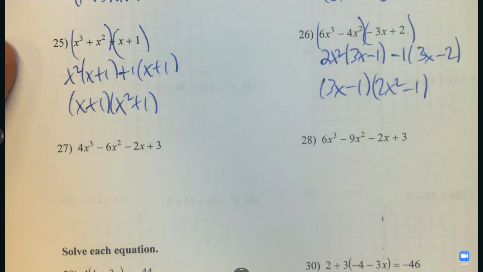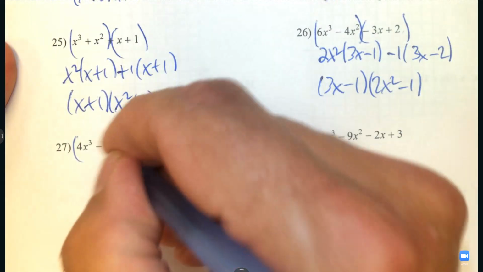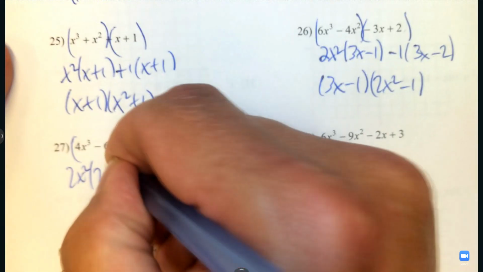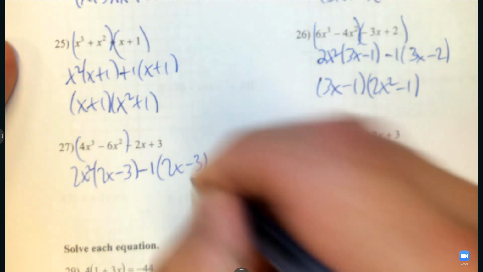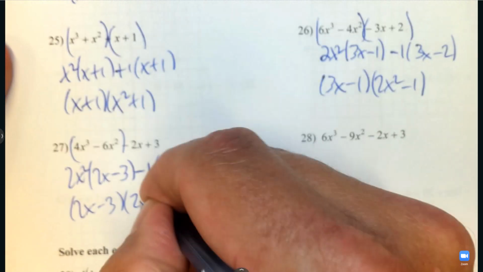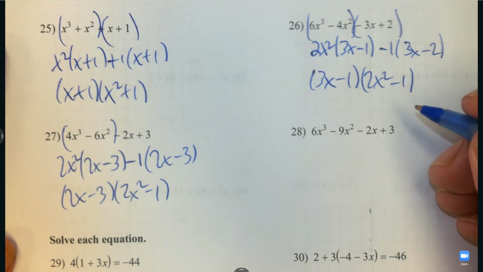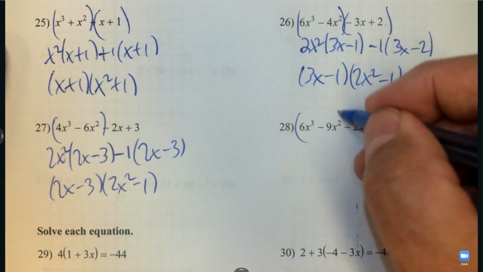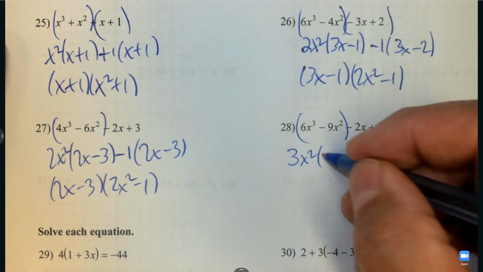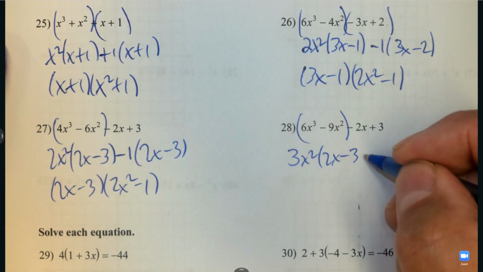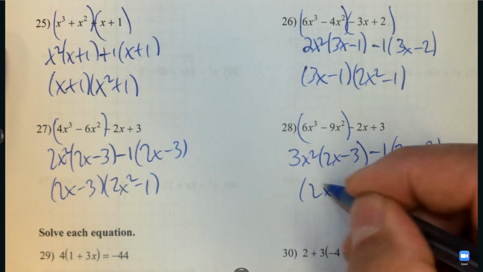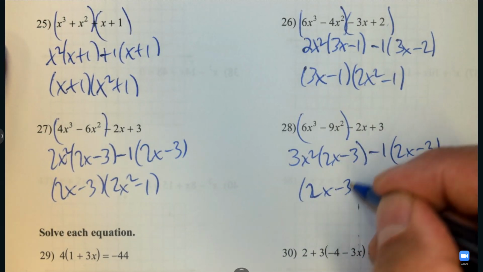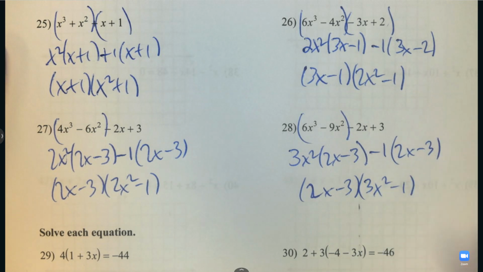Two more. Press pause, see if it works. Factor out a 2 and an x squared. That gives you 2x minus 3. Factor out a -1. Again, it's 2x minus 3. So we have 2x minus 3 and 2x squared minus 1. All right, last one like this. Give it a shot. Factor out a 3x squared, divide. Factor out a -1, divide. And then the factor they share. And what's in front of each factor, there it is.